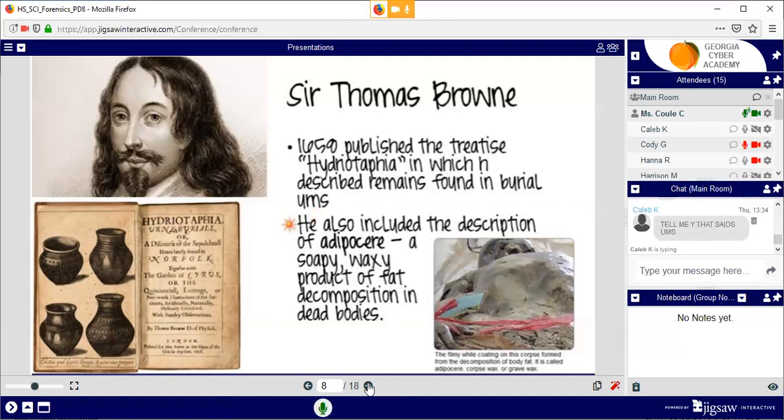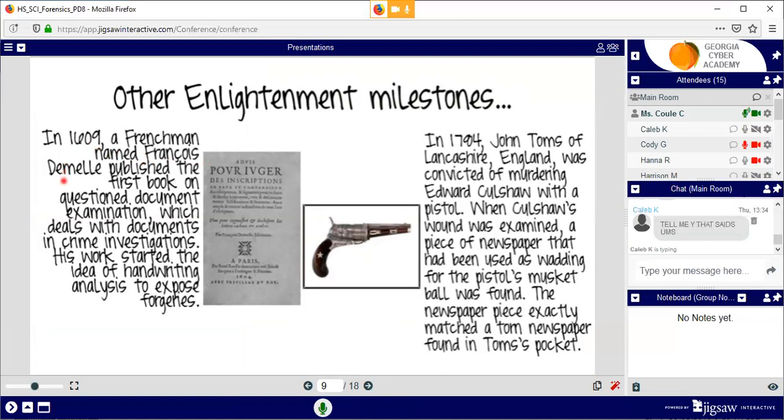Okay, in 1609, Francois de Mille published the first book on questioned document examination, which deals with documents in crime investigations. His works started the idea of handwriting analysis to expose forgeries. So Francois de Mille started looking at forgeries.